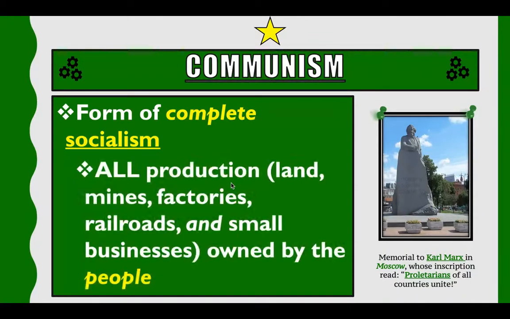So think of communism as a form of complete socialism where rather than just the important industries being controlled by a government, all production is. Mines, factories, railroads, small businesses, they're owned by the people. And again, this is a little bit convoluted. So the idea would be that everything is commandeered by the government, taken, and then redistributed according to need.